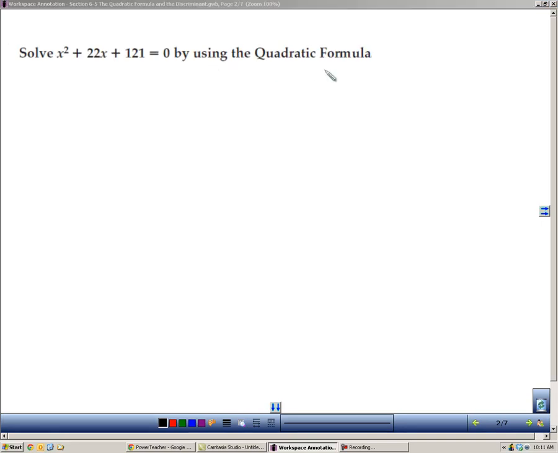So here we're going to use the quadratic formula. First we want to figure out that the a is 1. It's the number in front of the x squared term. The b is 22. That's the number in front of the linear term. And the c is 121. That's the constant. We're going to take these three numbers and plug them into the quadratic formula.